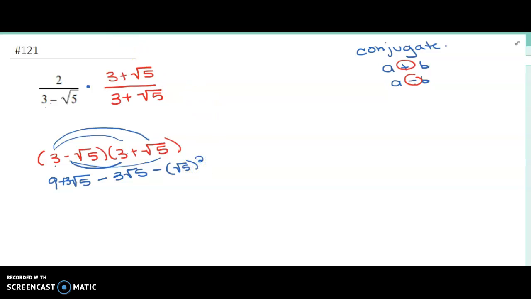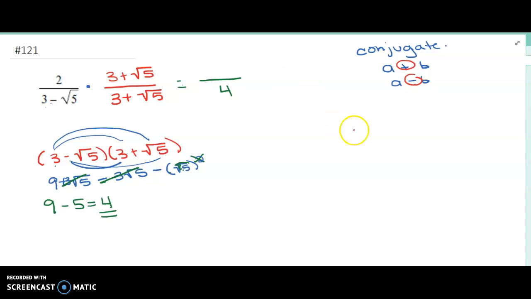So if we go a step further and reduce this, we have 9 plus 3 square root of 5 minus 3 square root of 5, those cancel. Minus square root of 5 squared, the square goes away, the square root goes away, this is just minus 5, which equals 4. You get a whole number. That's the magical thing of a conjugate. You'll come back and use this a lot in algebra too. So that's one way you can multiply them. I'm going to show you another way.